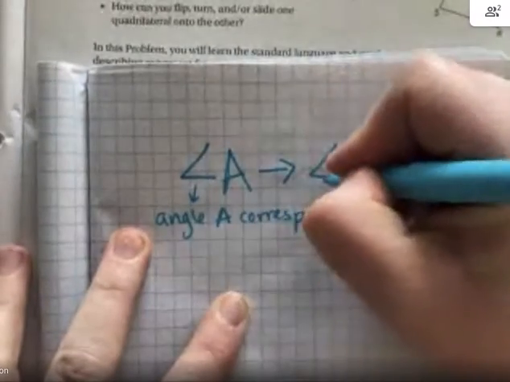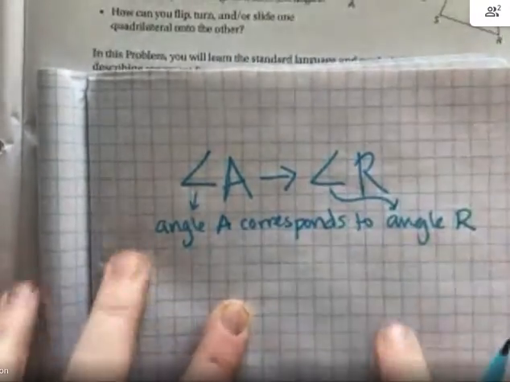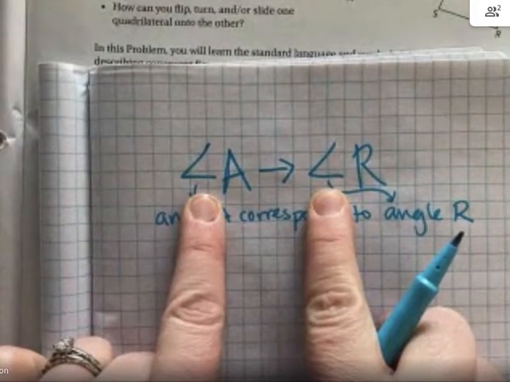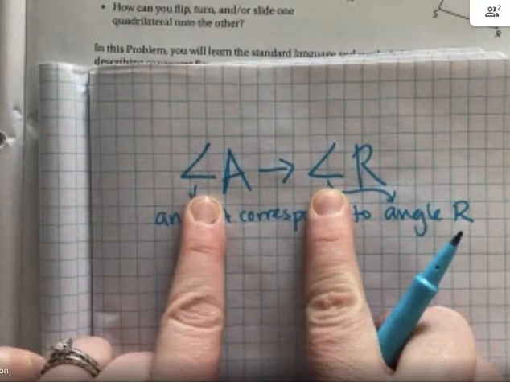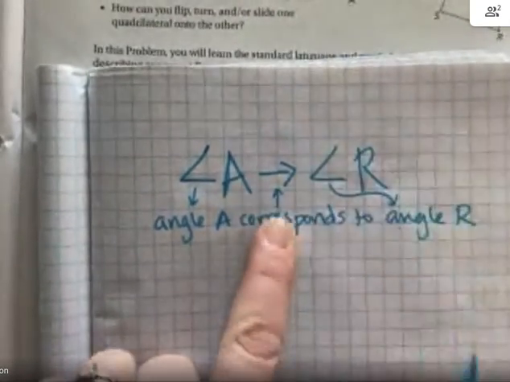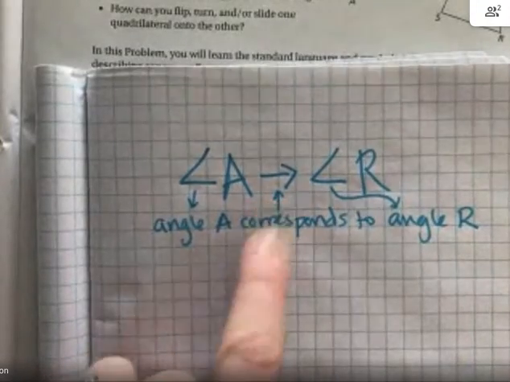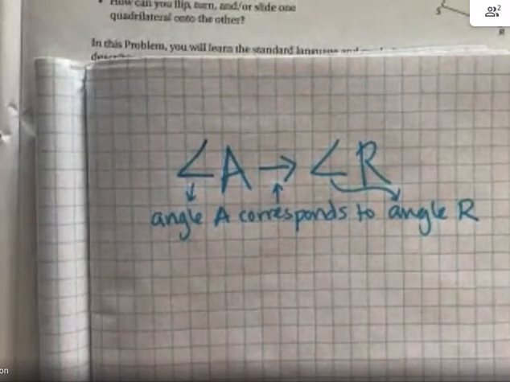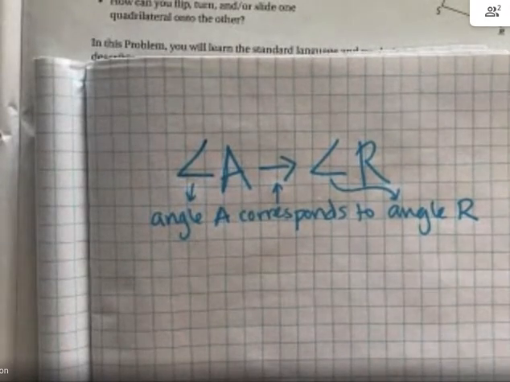So some words, some symbols that I need. The symbol for angle is here, so it's that little, it almost looks like that Pac-Man sign that we use for less than. And then corresponds to is that arrow. Okay, so that's some math language that you need in terms of geometry.